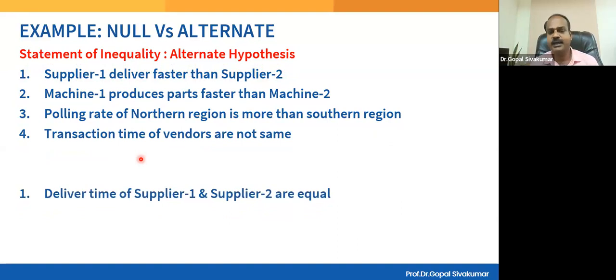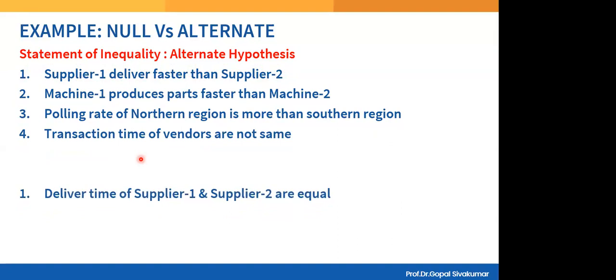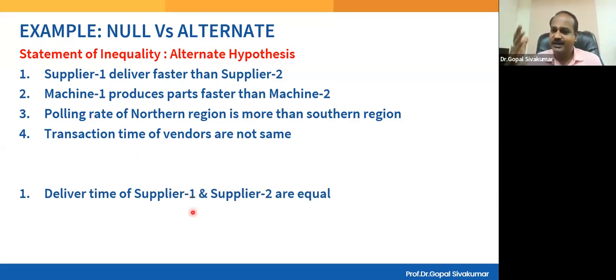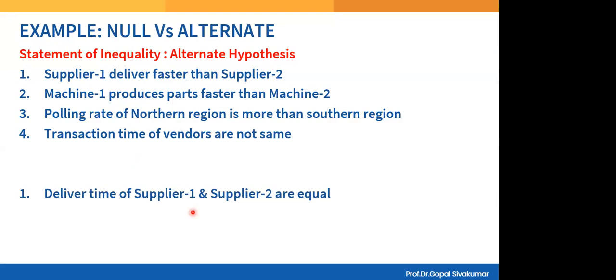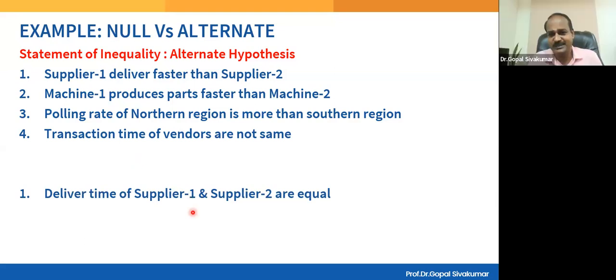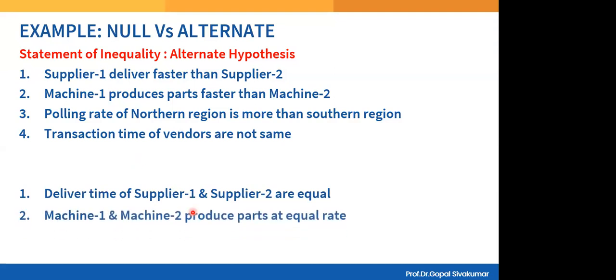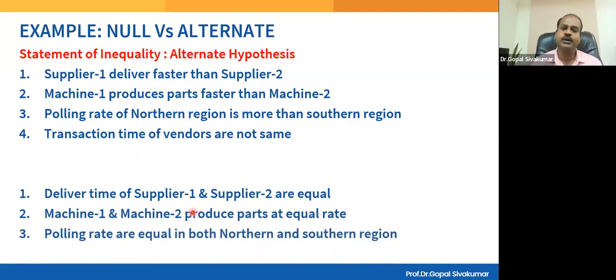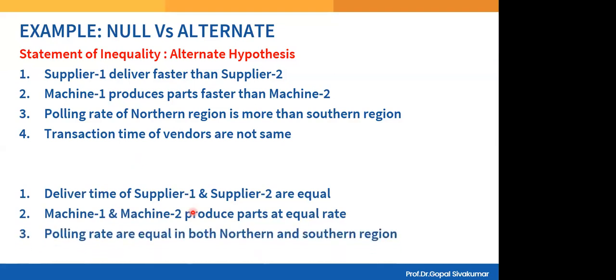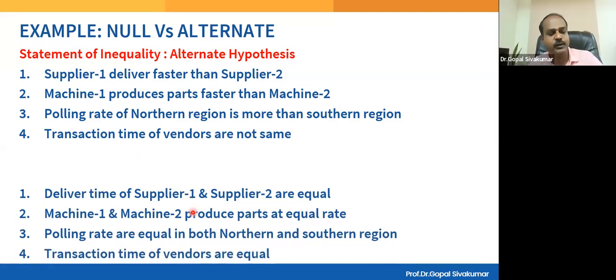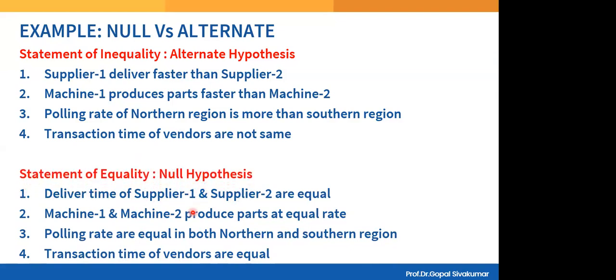Delivery time of the suppliers is the same. Null hypothesis. Your company believes that both suppliers are performing at the same level. Yes. So all your current beliefs are nothing but null. Machine 1 and machine 2 produce at the same rate. Null. Time of vendors is equal. Null. You will be able to find the statement null and alternate.